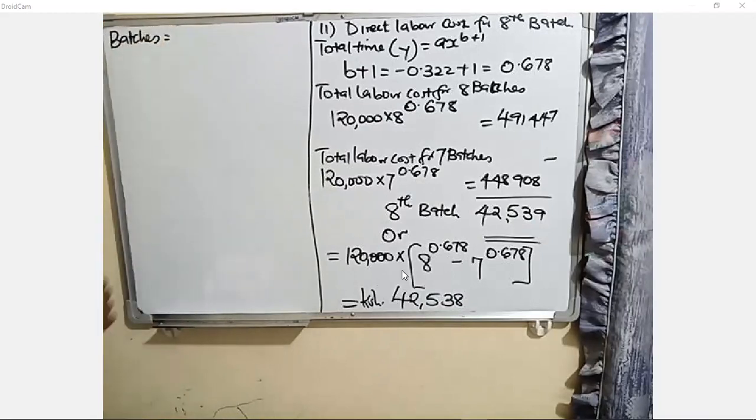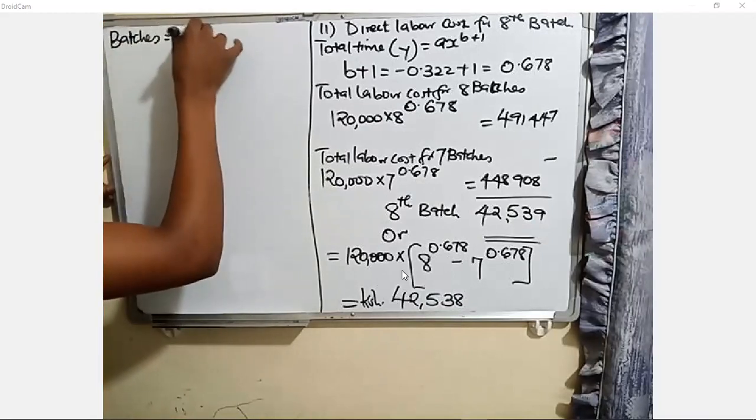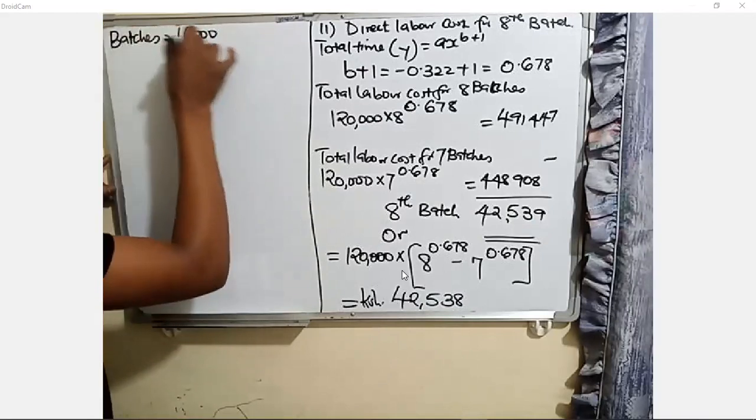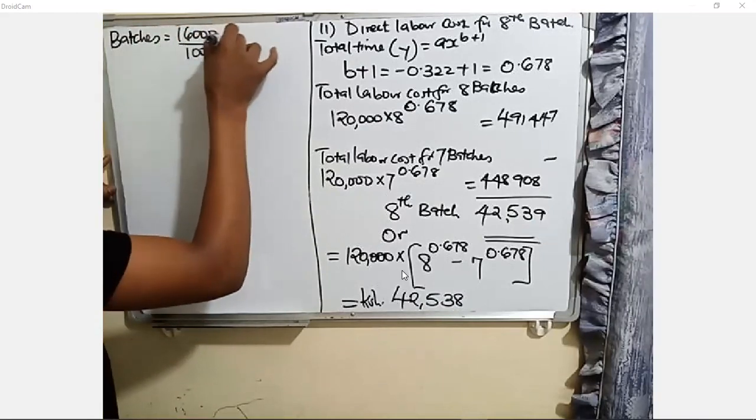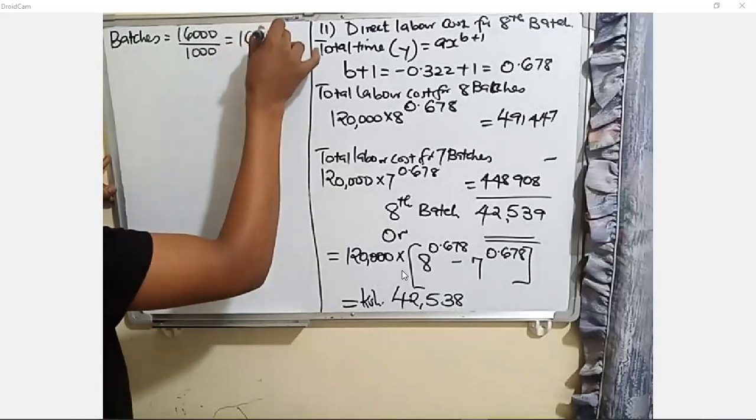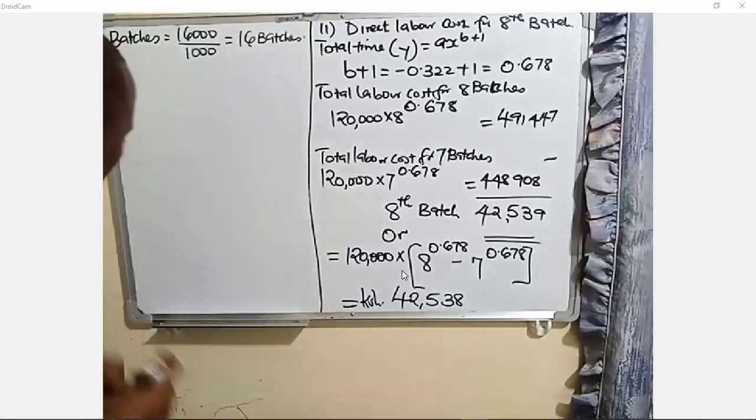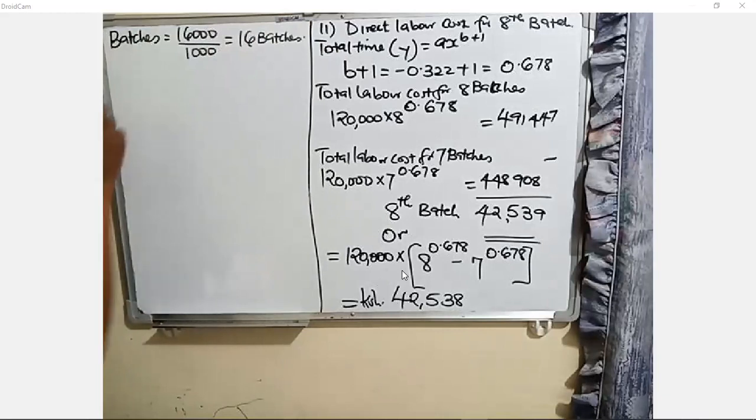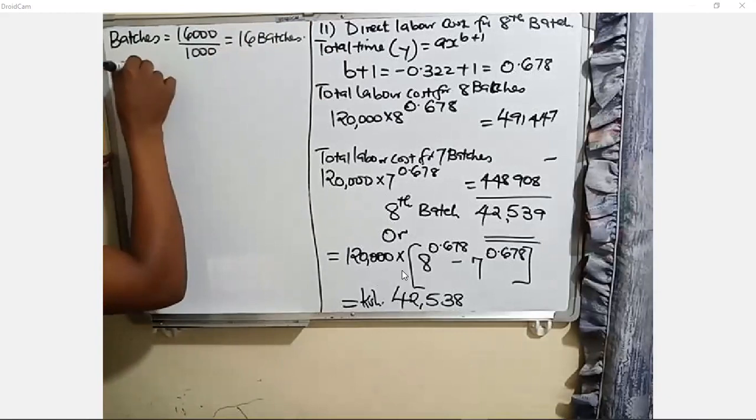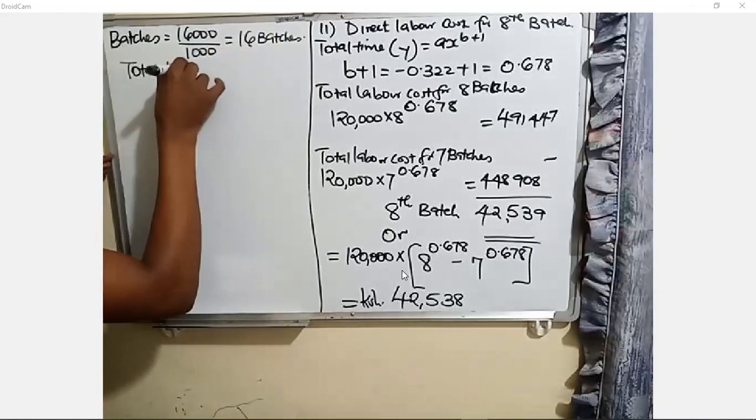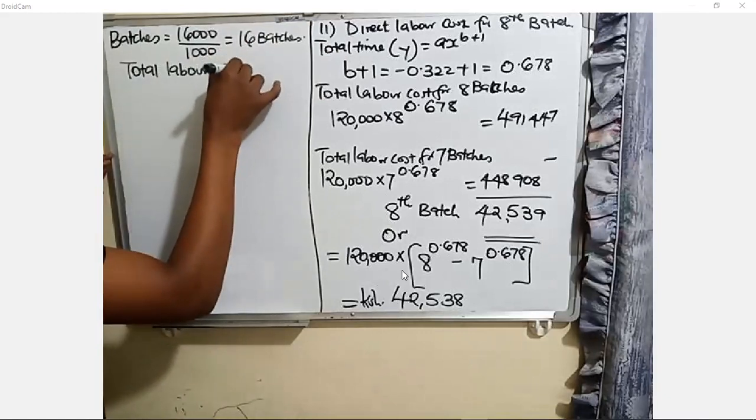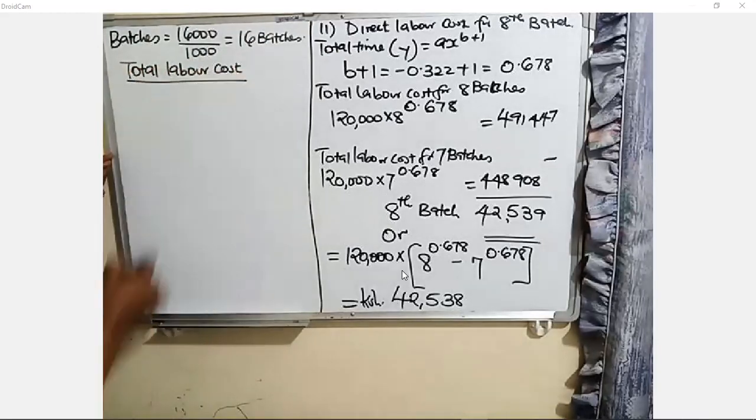Remember, we are producing 16,000 units, and one batch contains 1,000. So it means I have 16 batches. In this case, I need to calculate fast, because I told you that you need to adjust your labor every time you are doing a learning curve. So ask yourself, what is the total labor cost?